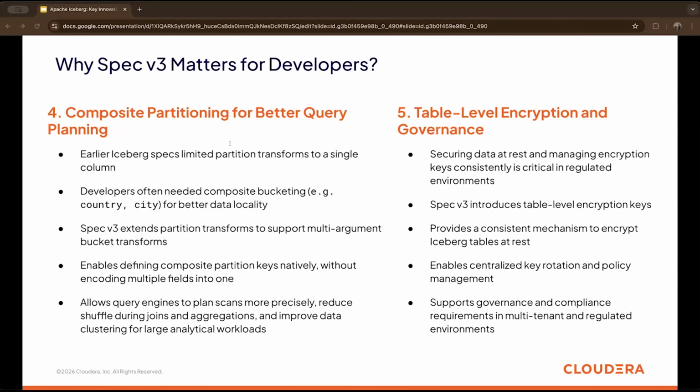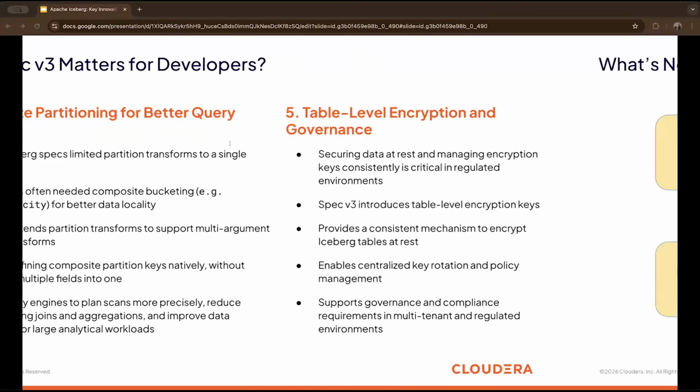The other part is the table encryption, and securing data, obviously, it goes without saying that is super important. We used to do that, but more in the storage layer, right? So more file level encryption, more like bucket level encryption and stuff. But now we are getting that natively within the Iceberg table format itself. So all of these things like table key rotation policies can be managed internally within the table itself.